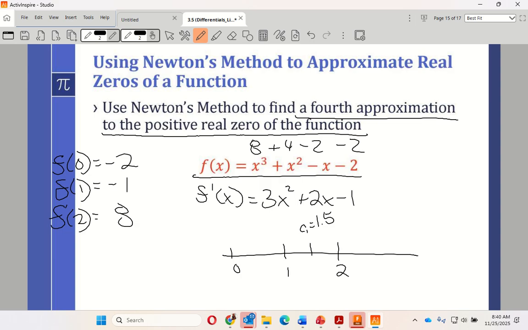Now, I'm going to need a little bit more work, so I'm going to another page. So hopefully you got this all written down. Yes? Okay. All right, so I am right here. So C2 is equal to C1 minus f of C1 over f prime of C1.